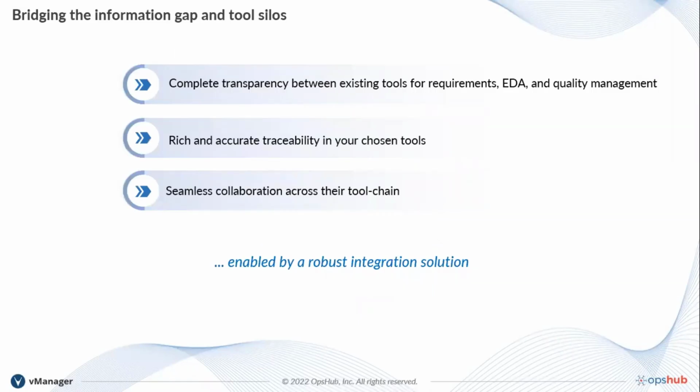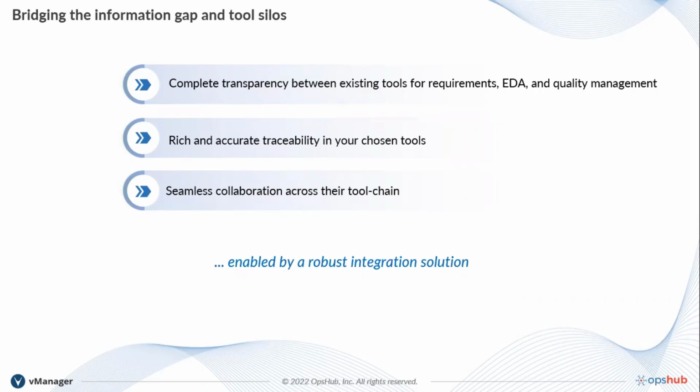So if we want seamless integration with requirement management tools, let's talk also about other integrated ecosystems that can help us. So what will a good integration ecosystem require? How can it bridge the information gap instead of working in silo tools? So we expect that this integrated ecosystem will have full transparency between the existing tools for requirements to ensure quality management. We are expecting it to have rich and accurate traceability in your tool, whether it's at the high level or the low level.